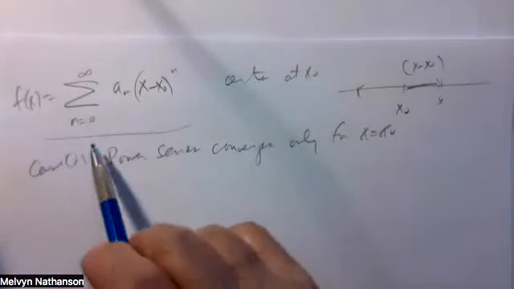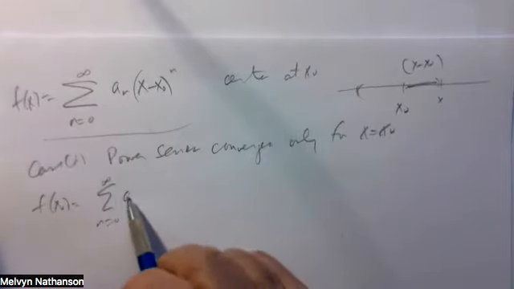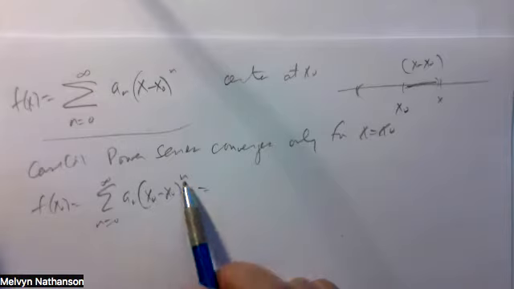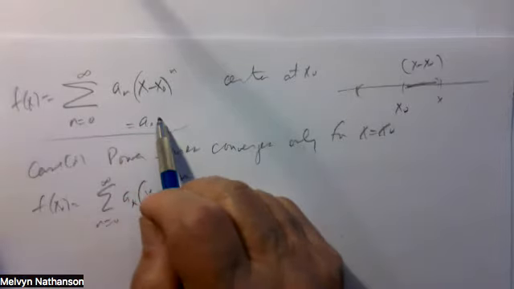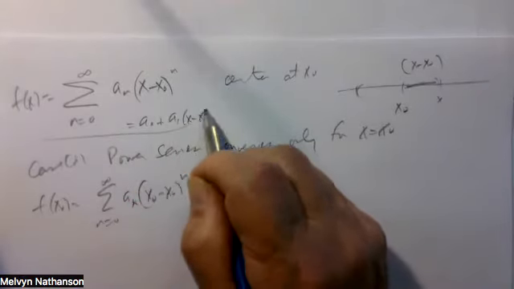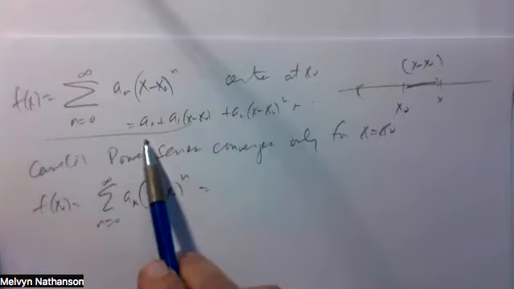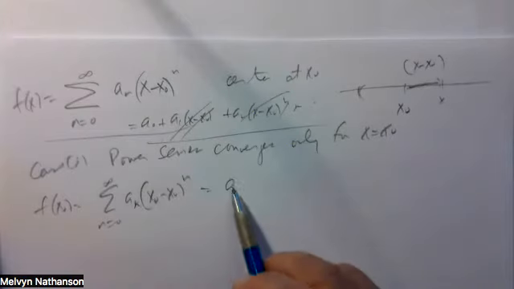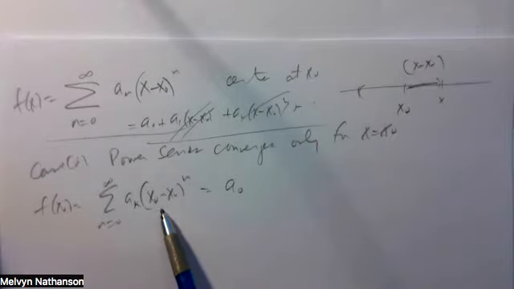See, when x is equal to x naught, let me call this f of x. What is f of x naught equal to? It's the summation, n goes from 0 to infinity, a n times x naught minus x naught to the n. But this is 0 if n is greater than or equal to 1. Because this series looks like a 0 plus a 1 times x minus x naught plus a 2 times x minus x naught squared and so forth. That's what a power series looks like. If you let x equal x naught, all of these terms disappear, you just get a naught. So a power series always converges at x naught. And that may be the only place.